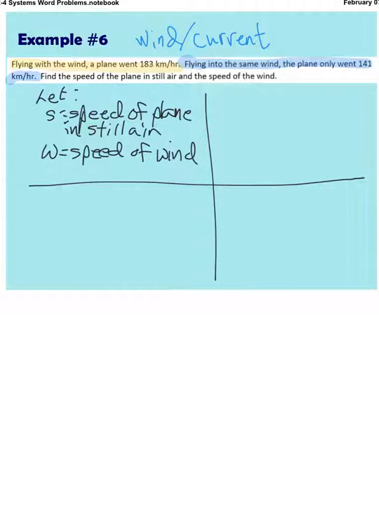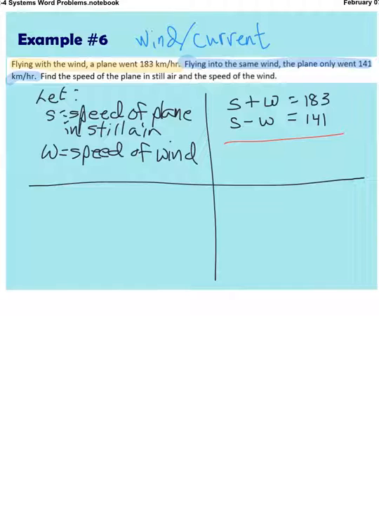Flying with the wind, the plane went 183 kilometers per hour. So I don't know the speed of the plane in still air, but flying with the wind is helping me. It's increasing my speed. I don't know what that wind is, but they're going to act together, and that's going to give me a total speed of 183 kilometers per hour. Conversely, if I fly into the wind, it's going to slow me down because I'm going against the wind, and I'm now flying 141 kilometers per hour. So at this point, I want you to stop the video, solve the system on your own, and then restart the video.